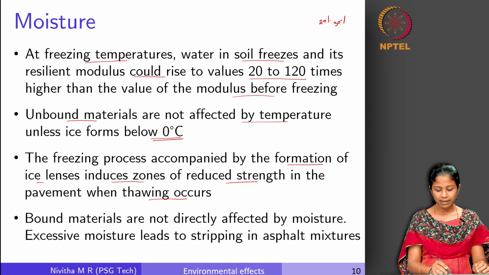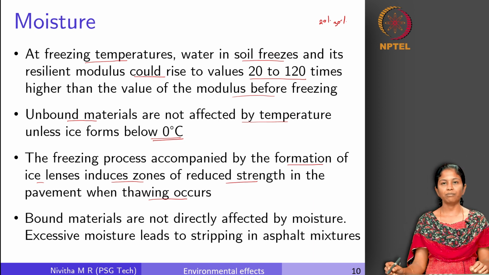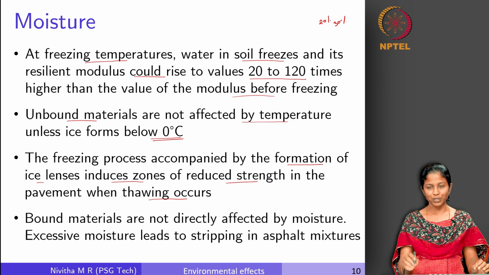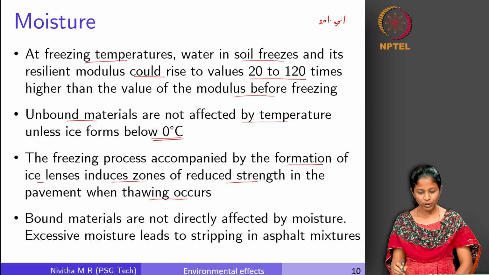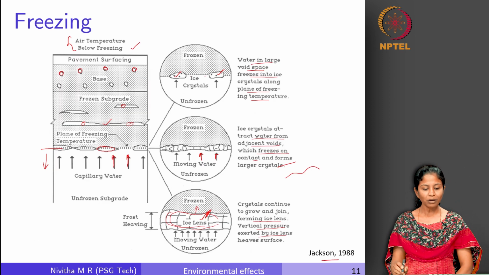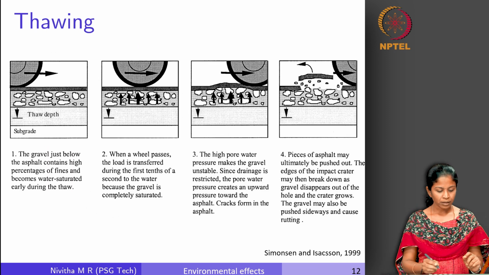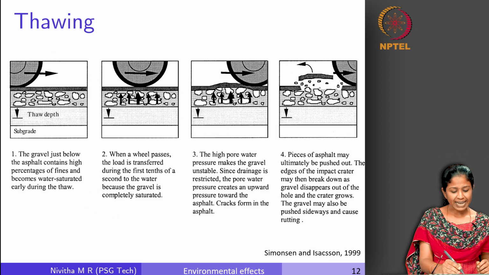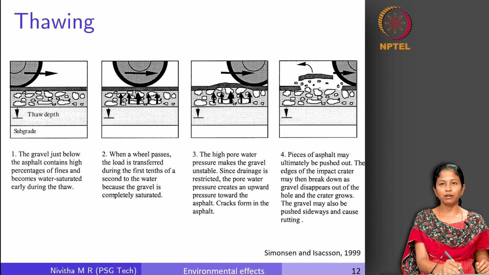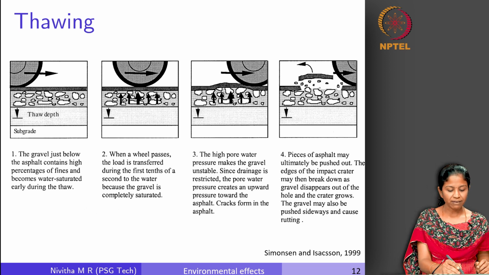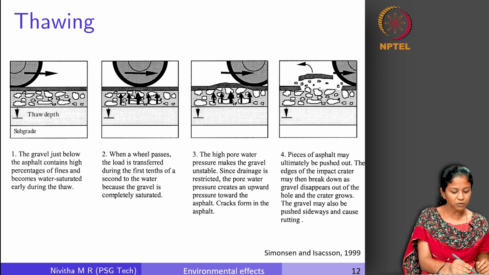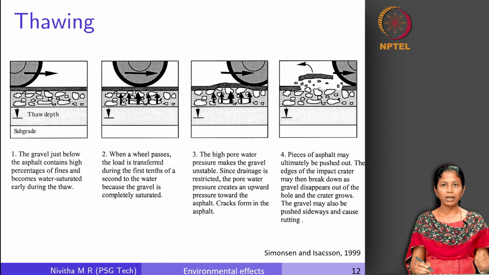Then the bound materials are not directly affected by moisture; maybe excessive moisture will only lead to stripping in asphalt mixtures. So this is the influence of moisture on the pavement. Now let us see what happens during thawing. So let us again consider a similar kind of pavement system, wherein you have a surface course, you have a granular layer, and then you have a subgrade, right. So this is the depth up to which there is a thawing effect that we will observe.